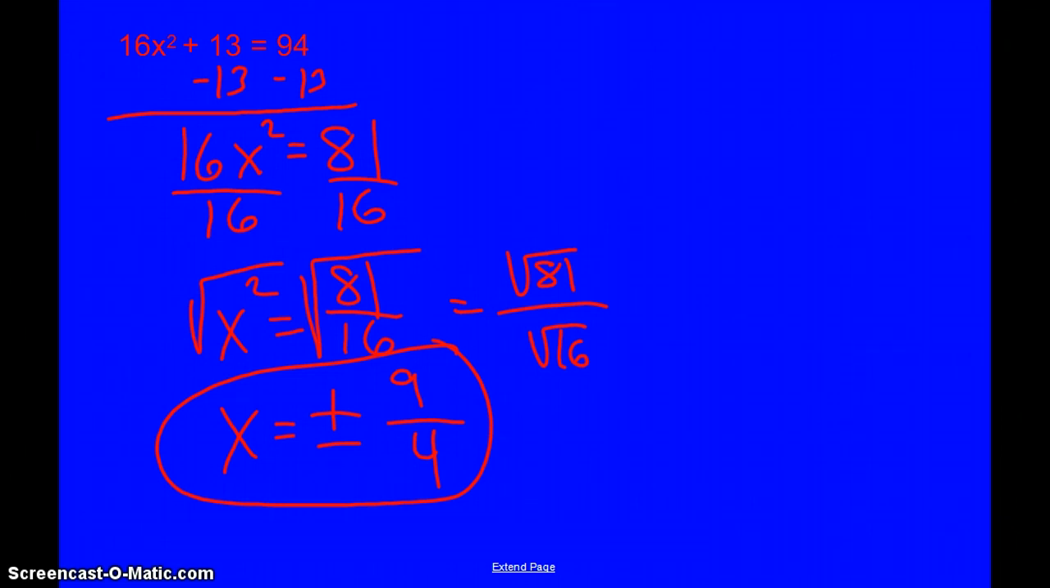Now, if we wanted to, we could make some of these pretty ugly, and I might do that to you, where you would have to rationalize the bottom and do some of those things we did in our last chapter. So this is the square root method.